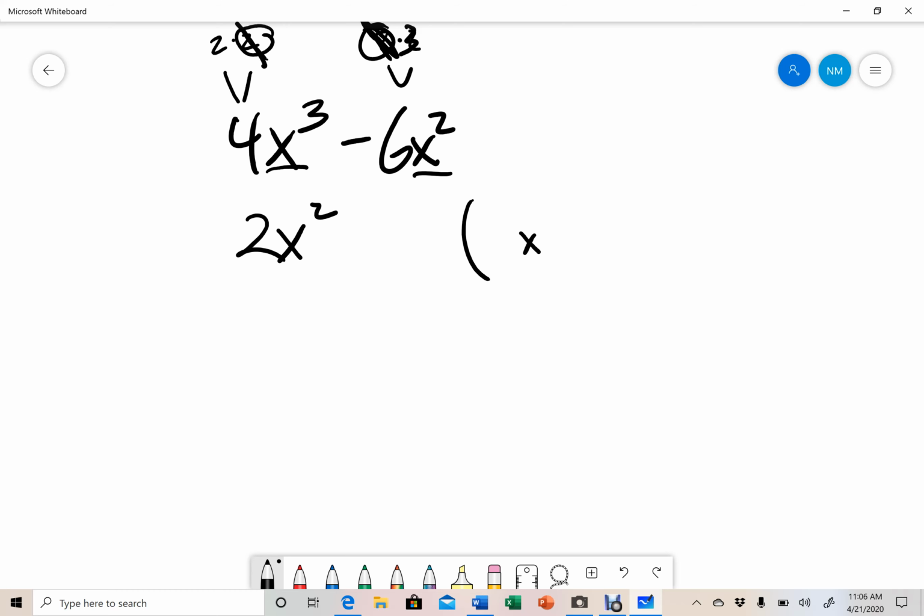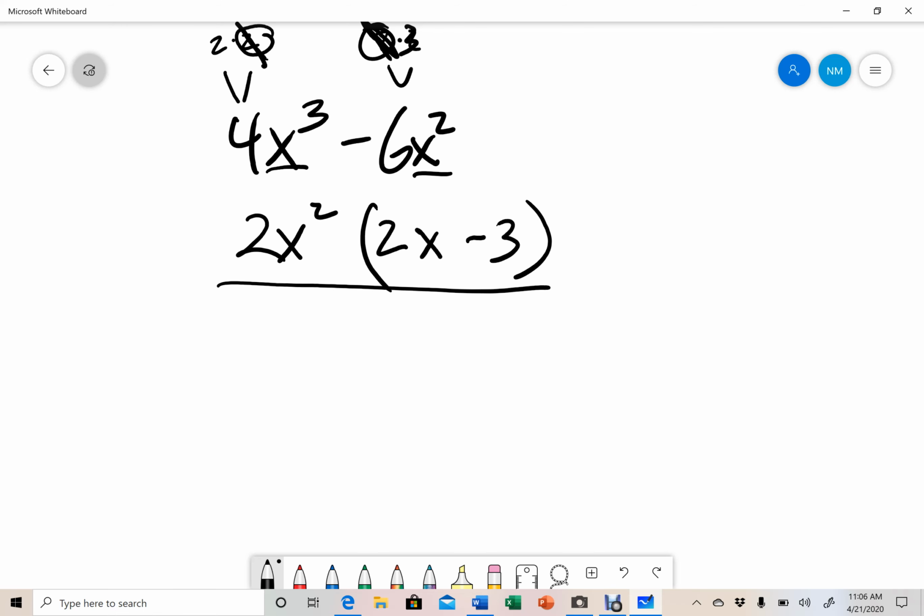So what does that give me left? Let me move this over a little bit. So what is left after I pull out 2x squared out of all of these? Well, I have a 2 left over, and I have 1x left over here. And then I have a 3 left over because I pulled out my 2, and I have no x's left over. So I get this right here.